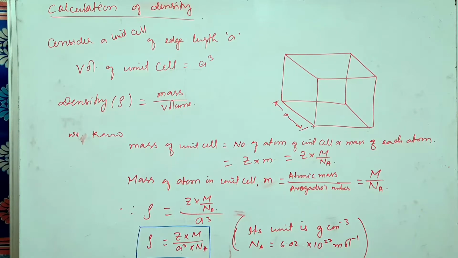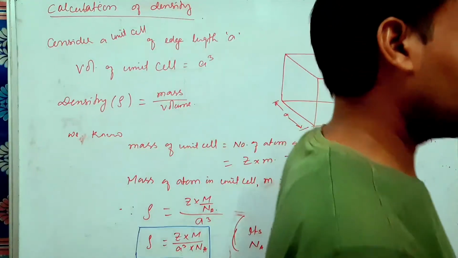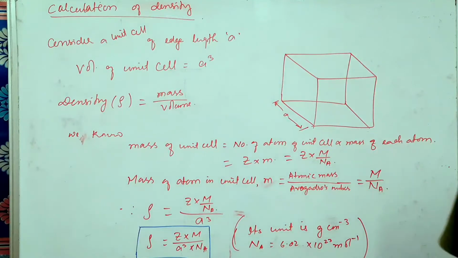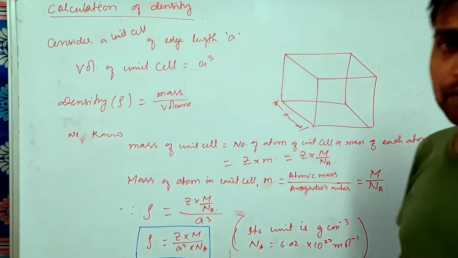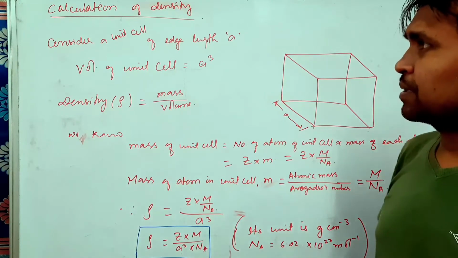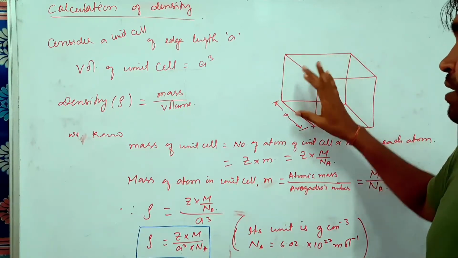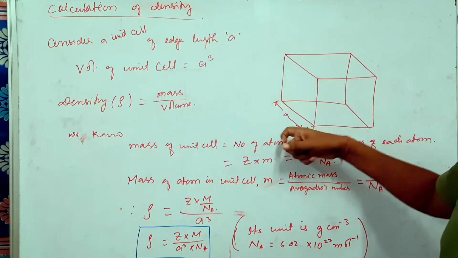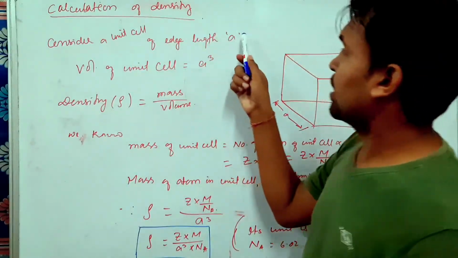Okay, dear students, a very important formula of this chapter we are going to derive now. Sometimes they ask these derivations also for 2 marks in the board examinations. It's very simple, let us try to understand. We have considered a unit cell. The edge of this unit cell is how much? a. So we have written, consider a unit cell of edge length a.